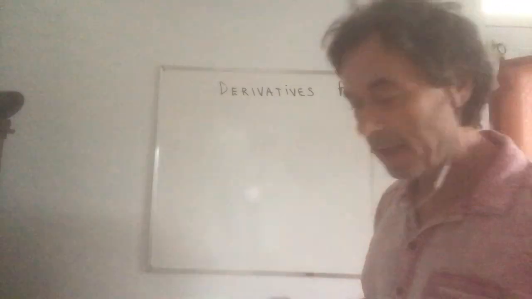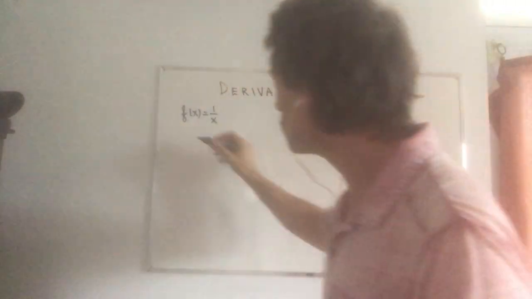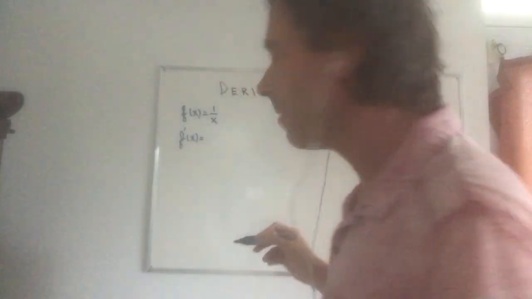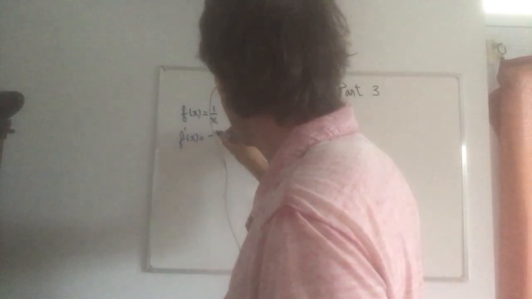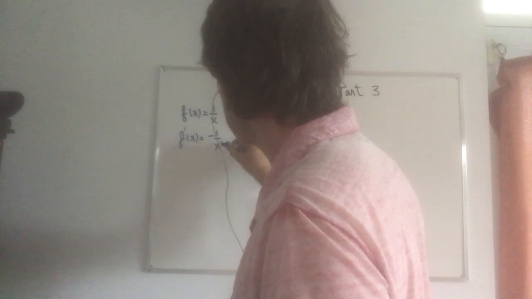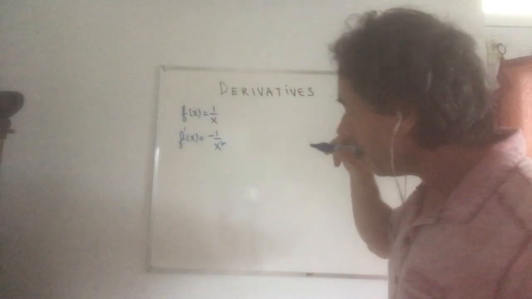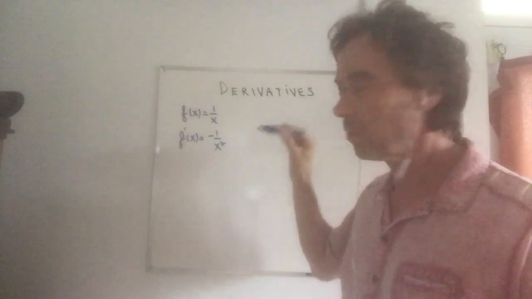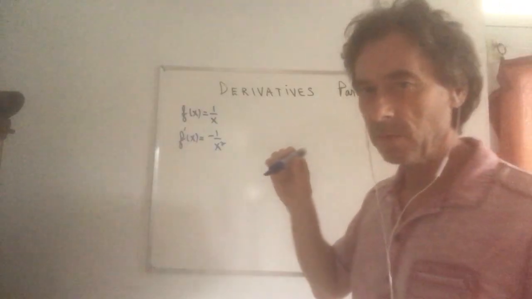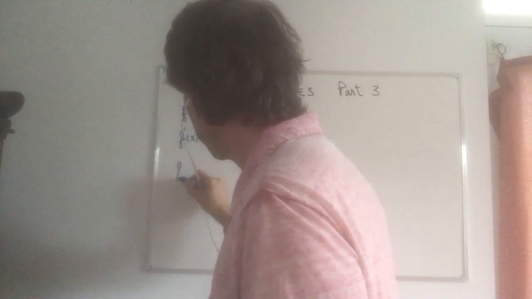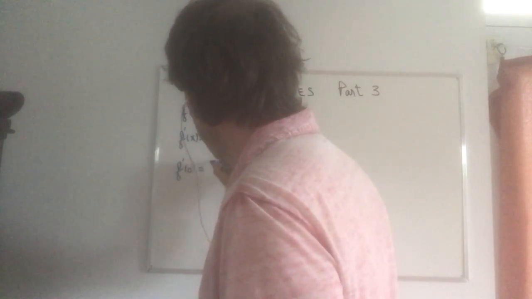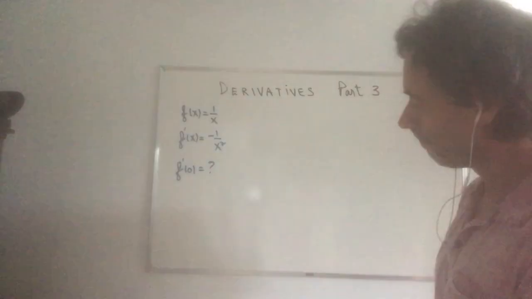If you remember, at the end of video number 2, we saw that if we took f of x is equal to 1 over x, we got, as a result for the derivative through the limit definition, minus 1 over x squared. Today, I'd like to explore what happens when the derivative takes on specific points. For example, what is f prime of 0?